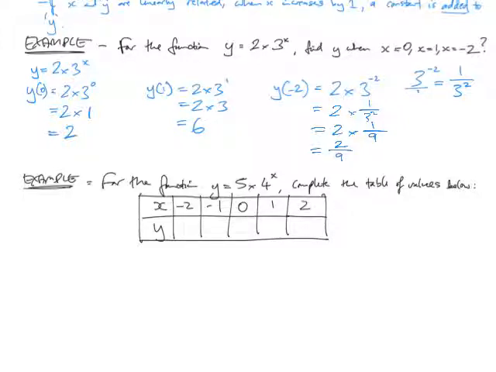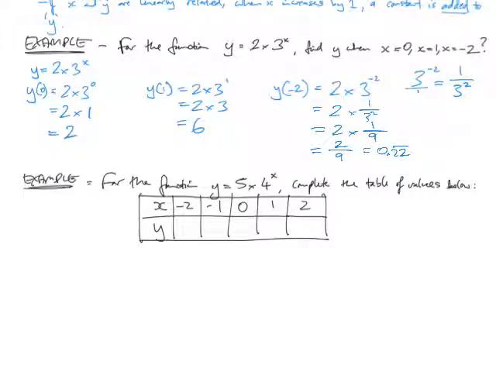If I put that into the calculator, if you wanted a decimal equivalent for that, 2 divided by 9 is 0.222, so 0.2 recurring. So that's it for the basic solvings there.